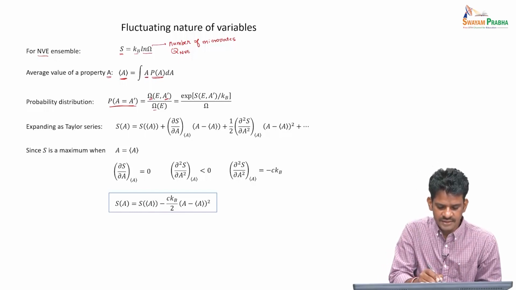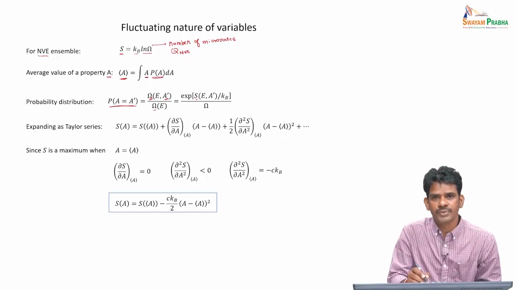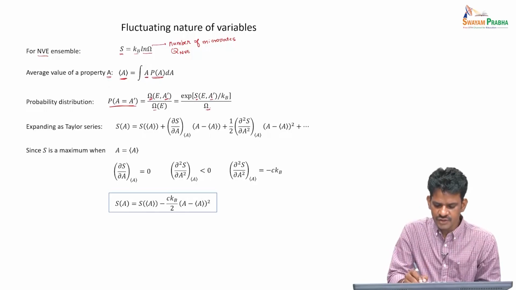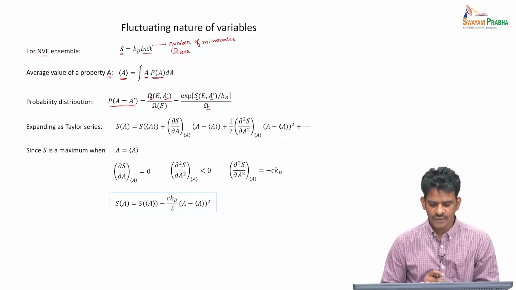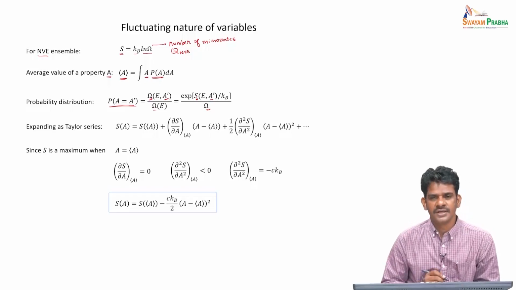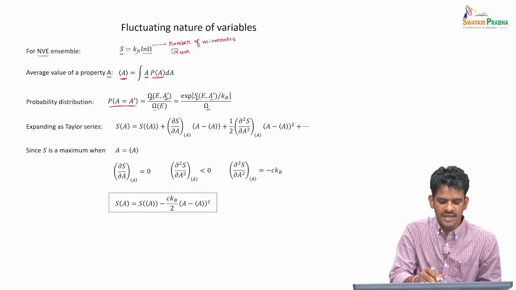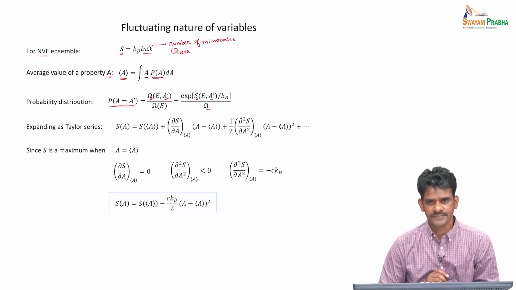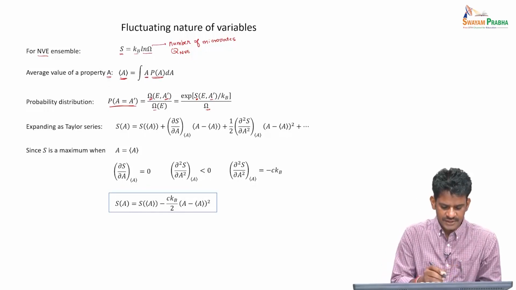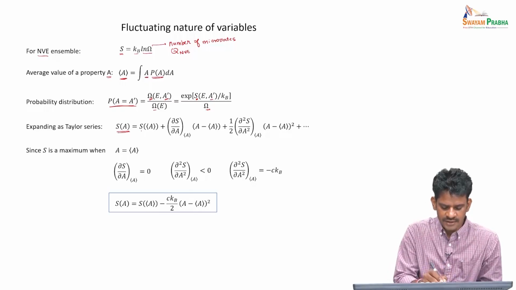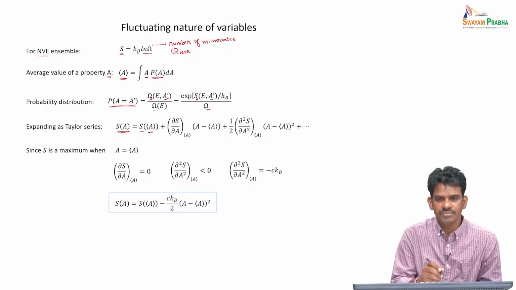Now we can write this omega in terms of the corresponding entropy. This entropy is not the full entropy, it is only the entropy corresponding to all the microstates in which the property A is at a value of A prime, whereas omega here is the total number of all the microstates. If I have an expression for this entropy, then I can substitute here to get an expression for the probability, and substitute that to get the mean value of A. To see that, we are going to expand the expression for entropy about the value of entropy corresponding to the mean value of A.